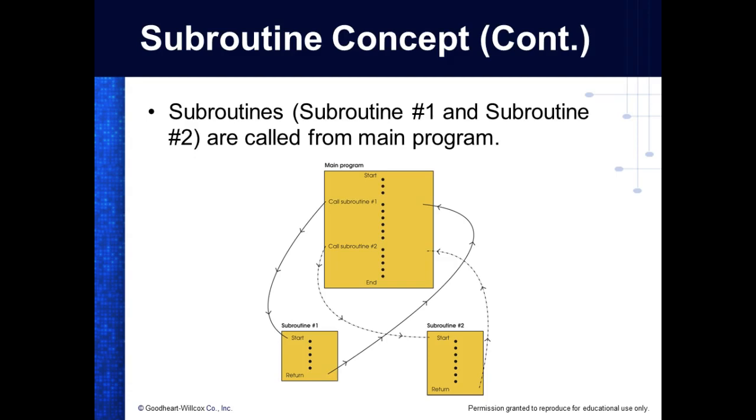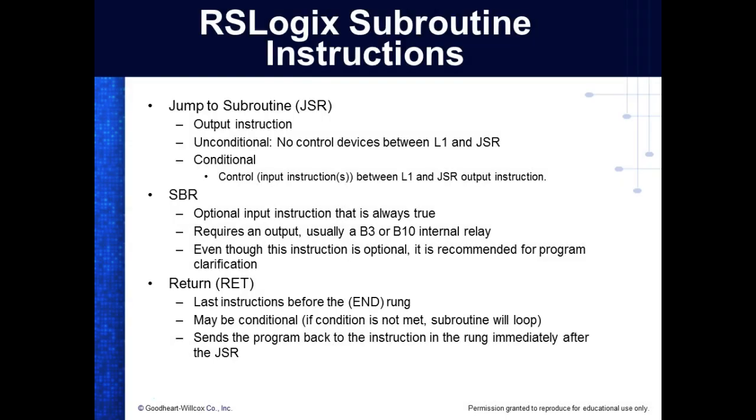Not this stack, but another stack. We have a user stack that we can set up. Subroutine. Output instruction. Unconditional, no control devices between L1 and the JSR construction. Then that should be over. Conditional, what happens? We have input instructions between L1 and the JSR output.